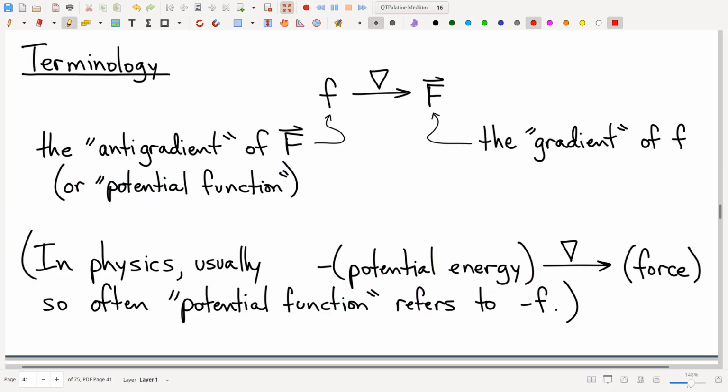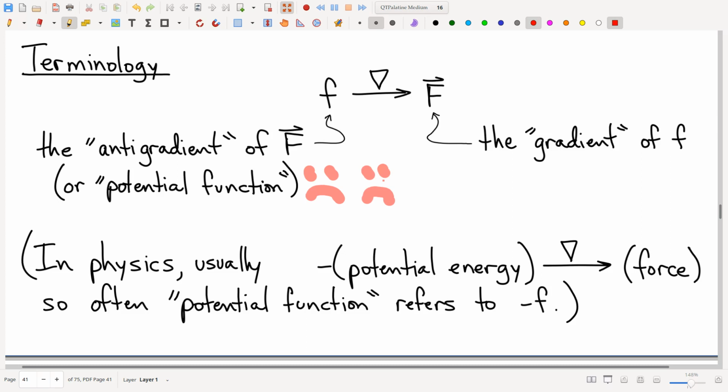So I recognize that this is the more common term, but I'm going to put a frowny face next to it because it's not potential energy, it's the negative of potential energy, and that bugs me. The other reason I don't like that term, I'm going to give it a second frowny face, is because we're not always talking about potential energy.